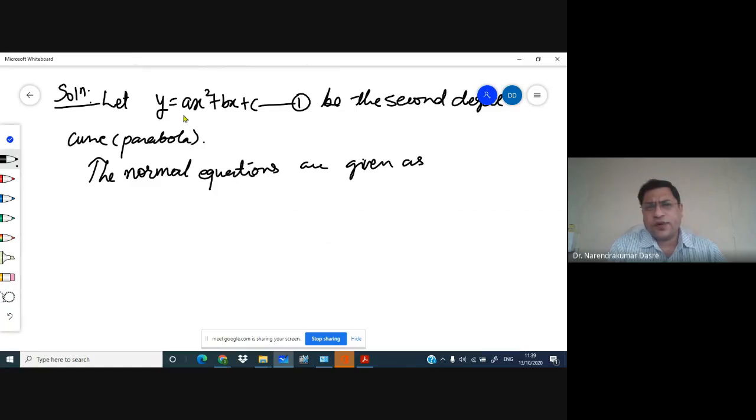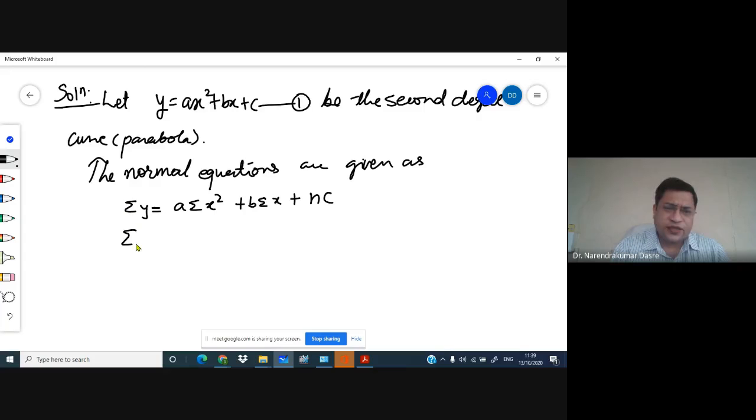See this equation one. First take the summation over this. So I'll have summation y equal to a times summation x square, plus b times summation x, plus n times c. Then multiply this equation by x and take the summation. So you'll have summation xy equal to a summation x cube, plus b summation x square, plus c summation x.